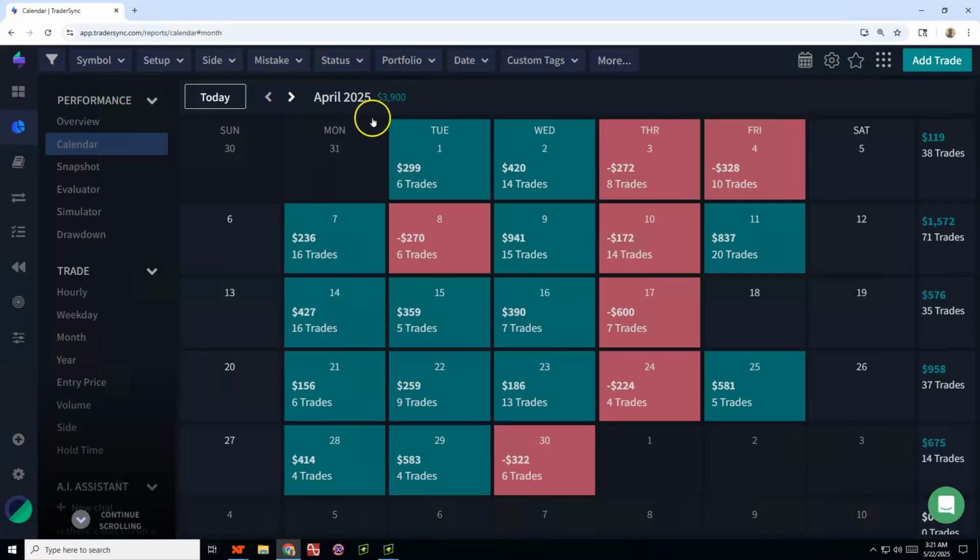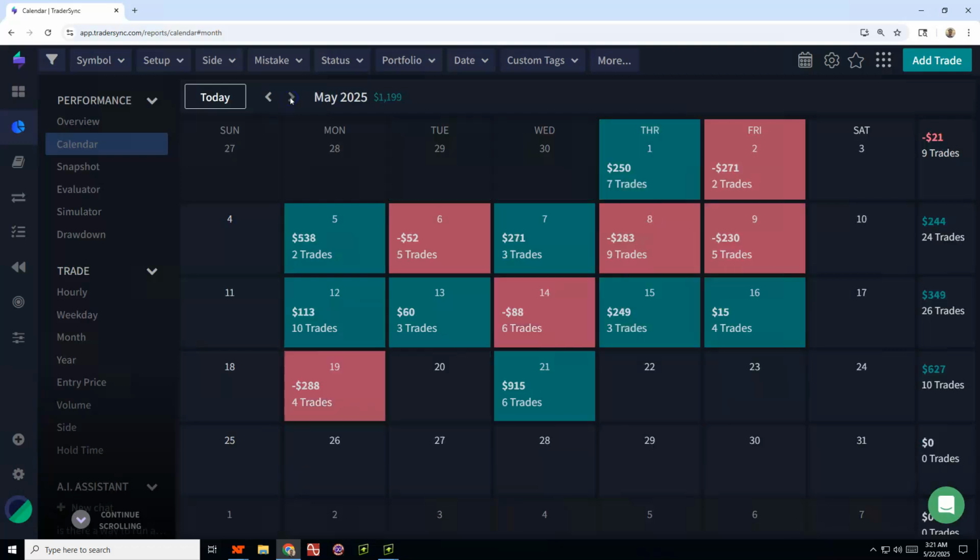And April, 3,900. There's another $600 loss day there, but then you make up for it here with just this one. 837, a couple loss days in a row. And then just get your week totals here. And then May, we're doing all right. Still got some days left in May. First, second. 1199. Yeah, not too bad. Looking pretty good so far.